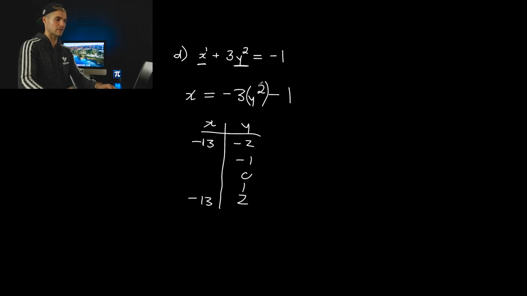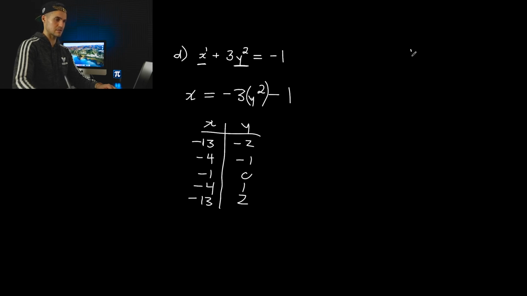If I plug in a y value, negative 1 squared is positive 1, times negative 3 is negative 3, minus 1 is negative 4. I know it's going to be symmetrical, so that's going to give me that x value of negative 4 as well. If I plug in a y value of 0, 0 squared, 0 times negative 3 is 0, minus 1, so we'll have minus 1 like that for the x value at y value of 0.